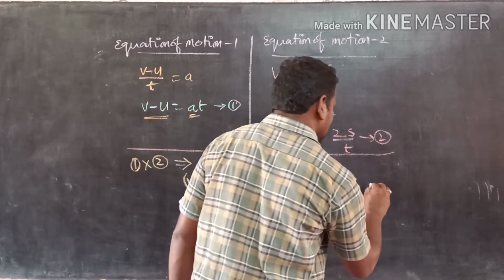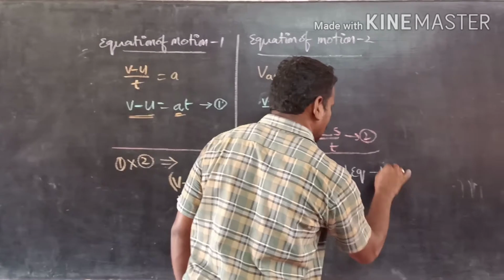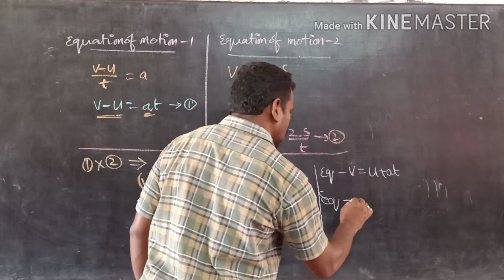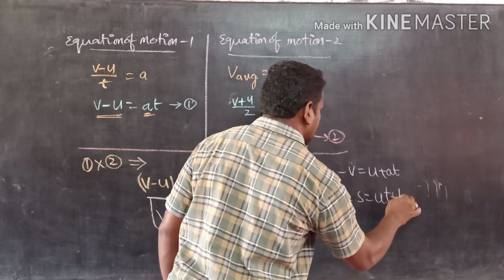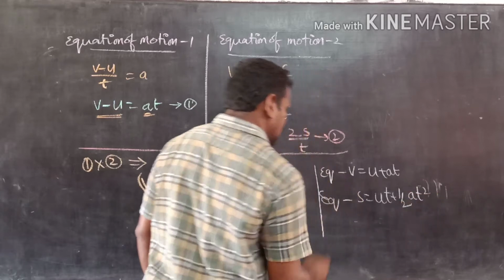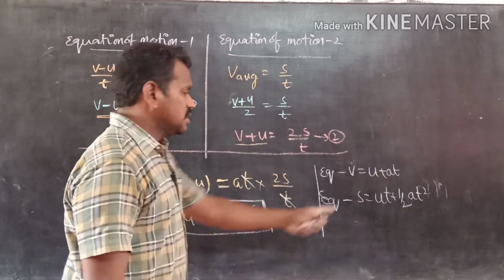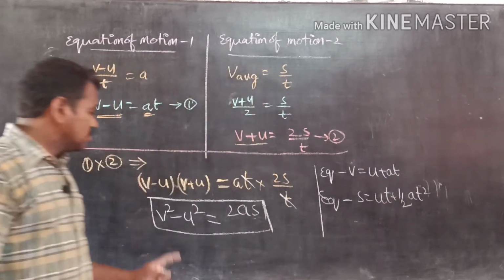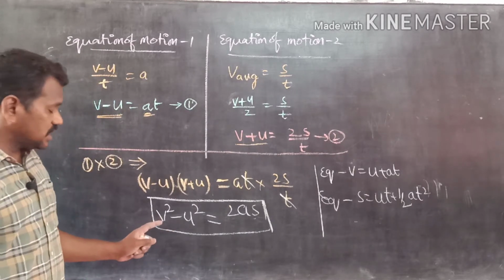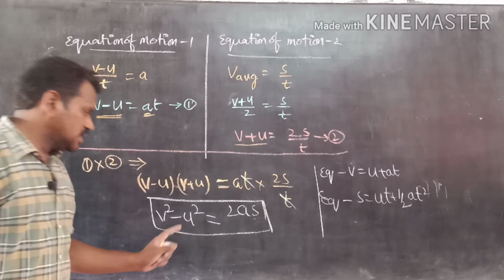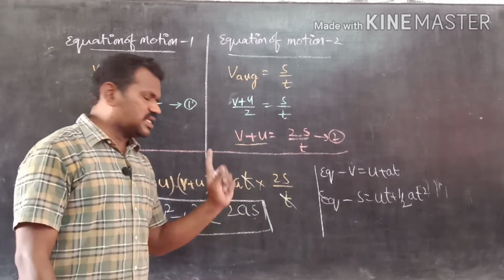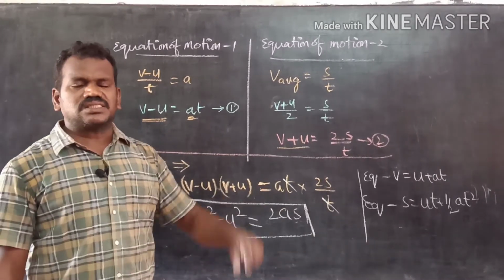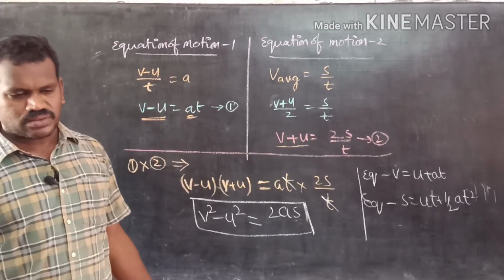In the first equation of motion, v = u + at, there is no displacement. In the equation of motion 2, s = ut + ½at², there is no final velocity, but time is there. But in the third equation of motion, there is a relation between final velocity, initial velocity, acceleration and displacement without considering the time interval. Now let us discuss equation of motion 4.